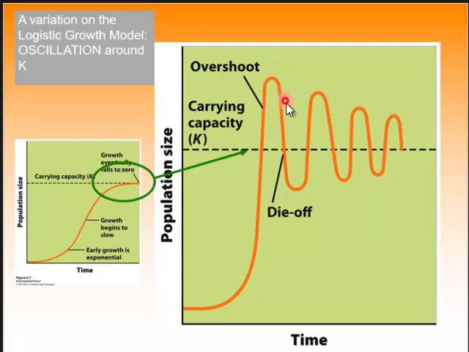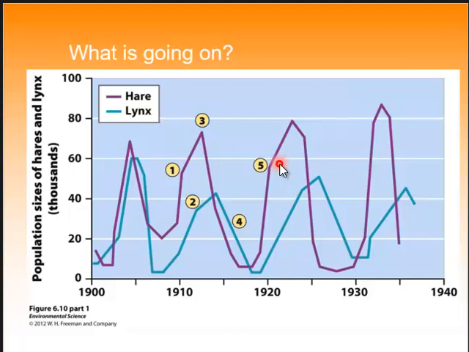This part's called the overshoot. This part's called the die-off. When a population becomes larger than the environment's carrying capacity, it's called the overshoot. A rapid decline in deaths is when we call it a die-off. You're going to learn soon about K and R selected species. Note that overshoot and die-off is more common with R selected species. Just remember that. I'm just going to keep saying that so it's not as overwhelming.